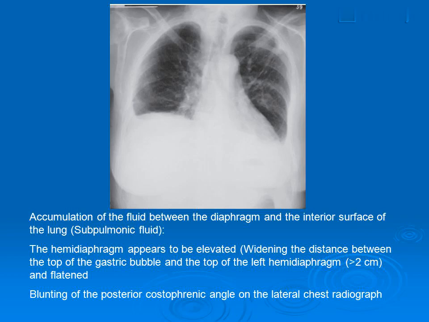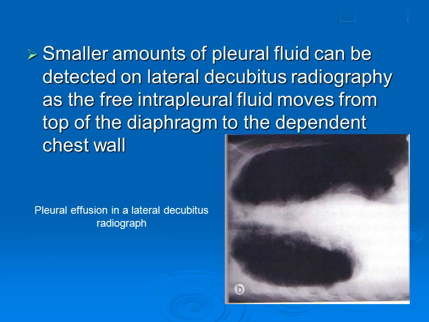Accumulation of the fluid between the diaphragm and the inferior surface of the lung is subpulmonic fluid. The hemidiaphragm appears to be elevated, widening the distance between the top of the gastric bubble and the top of the left hemidiaphragm to greater than 2 cm, and flattened. Blunting of the posterior costophrenic angle on the lateral chest radiograph.